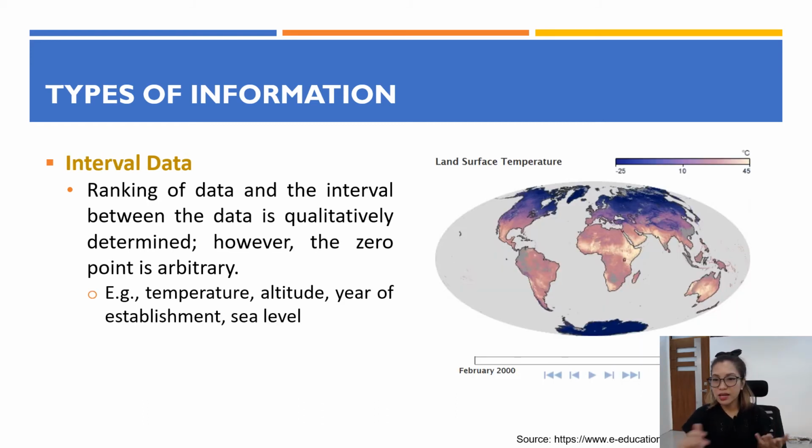The interval data contains the ranking of data, and the interval between data is qualitatively determined. However, the zero point is arbitrary. So we say temperature, altitude, year of establishment, or sea level. Those are the kinds of data that you can see in an interval data type of map.